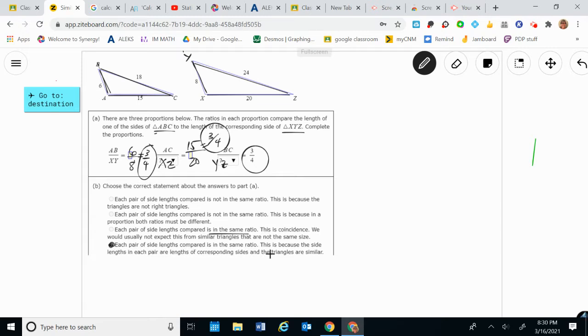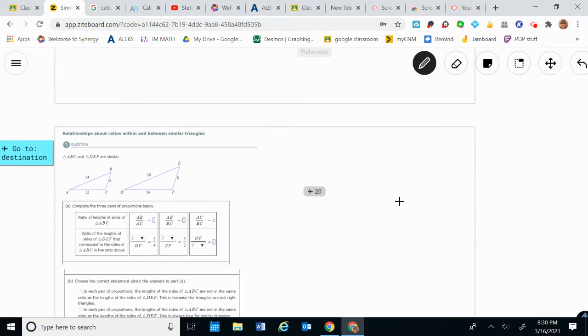Each pair of sides, same ratio. This is because the side lengths in each pair are lengths of corresponding sides and the triangles are similar. If you want wording for your notes, there's a good piece of wording for you: corresponding sides are proportional. All right, next. So basically, you're just trying to figure out the proportion by putting it as a fraction.